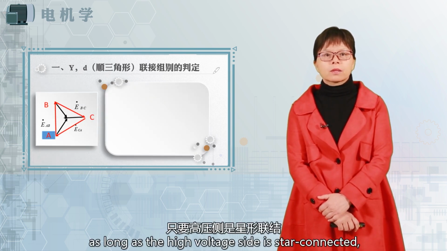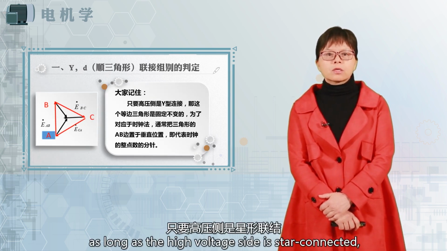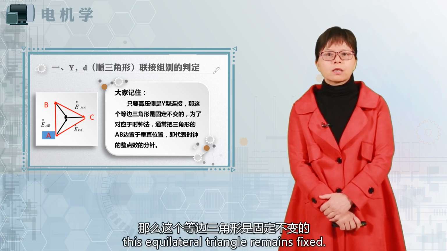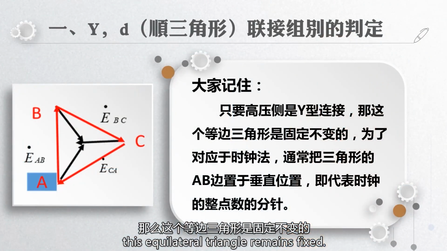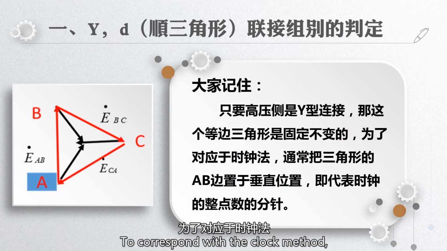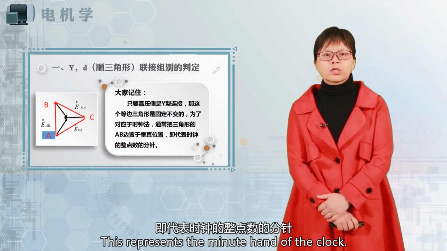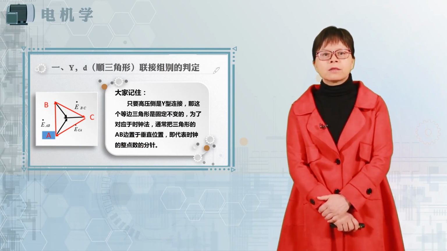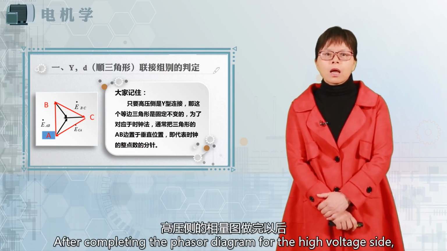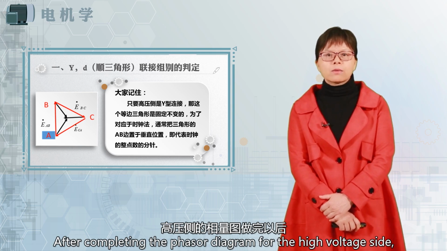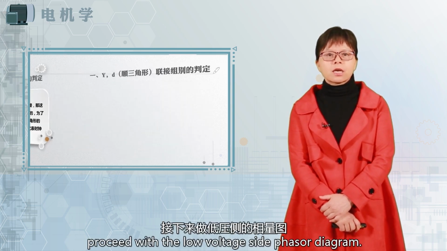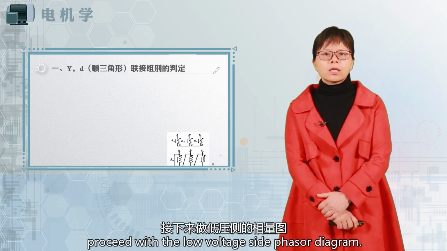Remember, as long as the high voltage side is star connected, this equilateral triangle remains fixed. To correspond with the clock method, usually place the AB side of the triangle vertically. This represents the minute hand of the clock. After completing the phasor diagram for the high voltage side, proceed with the low voltage side phasor diagram.